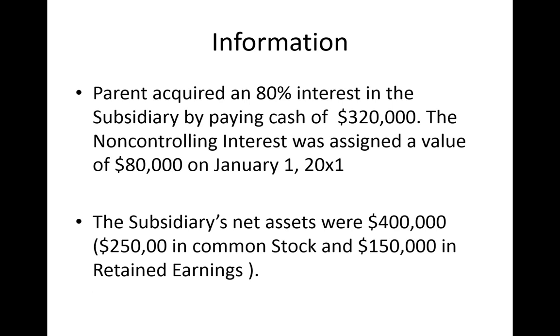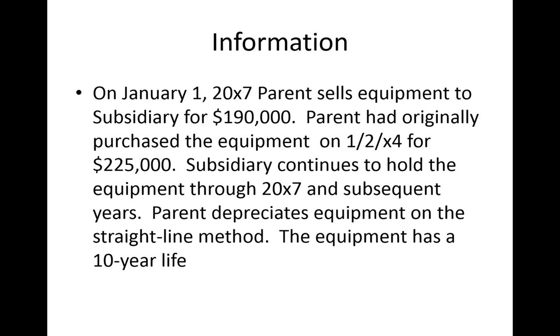Here's the information that relates to the purchase acquisition between the parent and the sub. The item of importance, though, is this information. Parent sells equipment to the sub for $190. The parent originally purchased equipment in X4, a couple of years prior to the sale. And the subsidiary is going to continue to hold the equipment for several years out. The parent and the subsidiary are going to use straight line depreciation, and the equipment has a 10-year life.